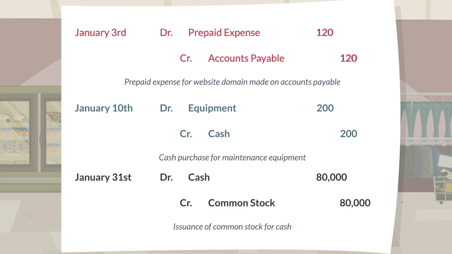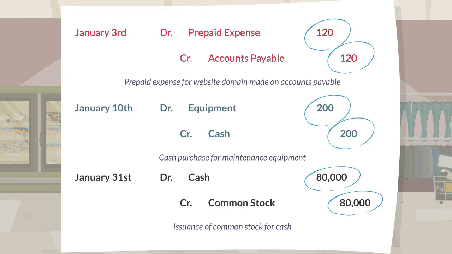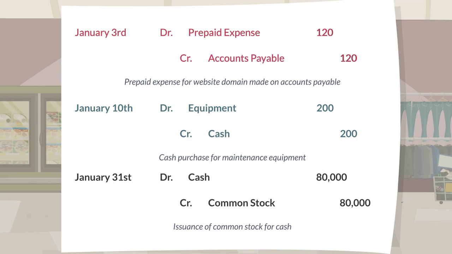Every journal entry must have at least one debit and one credit, with total dollar amount debited equaling total dollar amount credited. Debit normal accounts are increased using debits and decreased using credits. Meanwhile, credit normal accounts are increased using credits and are decreased using debits.